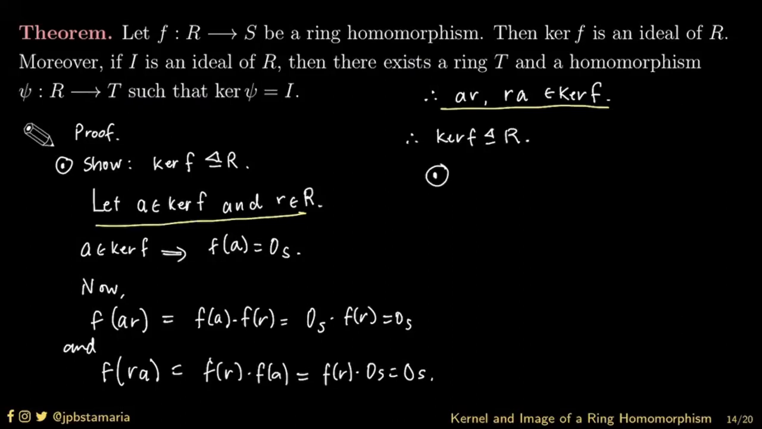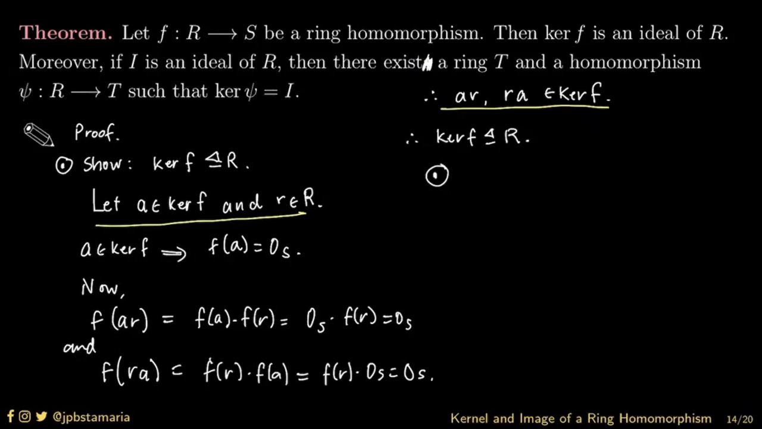Sabi naman neto, if I is an ideal of R, makakahanap ka raw ng ring na T and a homomorphism psi from R to T such that the kernel of psi is precisely I. So basically, dalawa yung ipoprove natin dito na nag-exist. Yung una, ano yung ring na T? Pangalawa, ano yung homomorphism? So that's what we need to produce in this theorem.